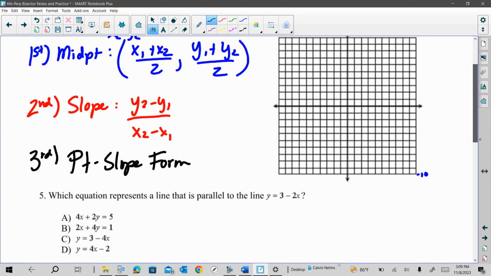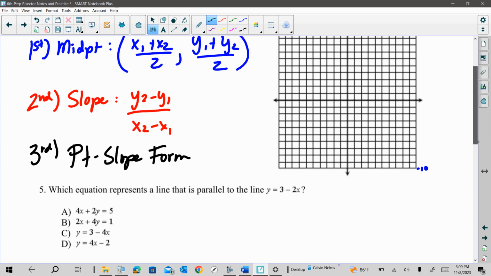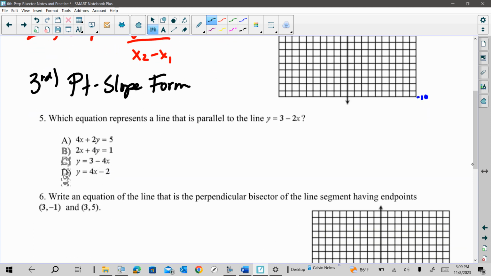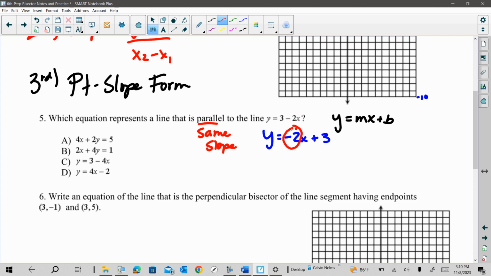So we got some perpendicular bisector equations here. We have a multiple choice. I just want to remind you, here we want the equation of the line that is parallel, so that means same slope. And over here, the equation y equals 3 minus 2x. Remember, we want the equation to be mx plus b, so that would be y equals -2x plus 3. That helps me get to that slope, and so we're checking for the same number here.